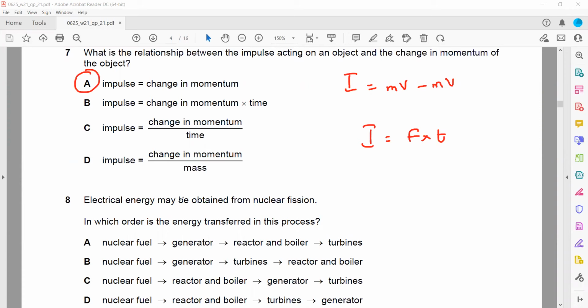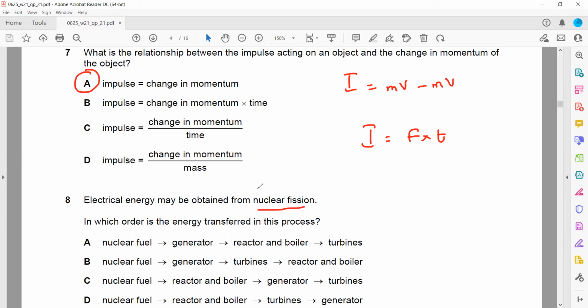In question 8, the electrical energy may be obtained from nuclear fission. In which order is the energy transferred? So first, we have nuclear energy, the nuclear fuel, and when we carry out a nuclear reaction, that nuclear energy is converted into heat or internal energy, which converts the water into steam, and the steam rotates the turbine, and the turbine is connected to a generator, which produces electricity.